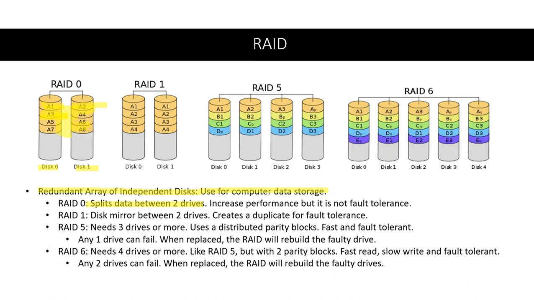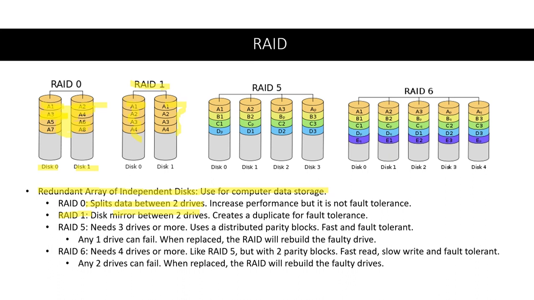RAID 0 is when you have two drives, right? And the data is split between the two drives. So you start writing into one drive and another drive, writing across the drives. It's a lot faster because now you're writing at twice the speed, because you're writing to the two drives at the same time. So RAID 0 increases performance, but it's not fault tolerant. If you lose one drive, there goes all your data, right? So they have what's called RAID 1.